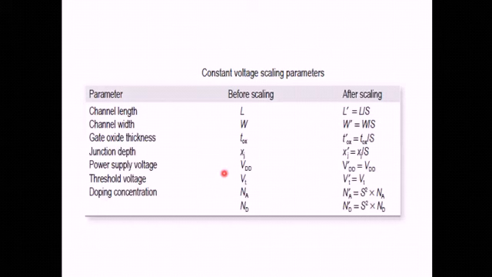Now, this is the table. It shows the constant voltage scaling of the key dimensions like the voltage and the densities under the scaling effect. You can see the channel length, channel width, gate oxide thickness, junction depth, and power supply voltage are all being changed. Threshold voltage and doping concentration are also changed after scaling. You can see these things.